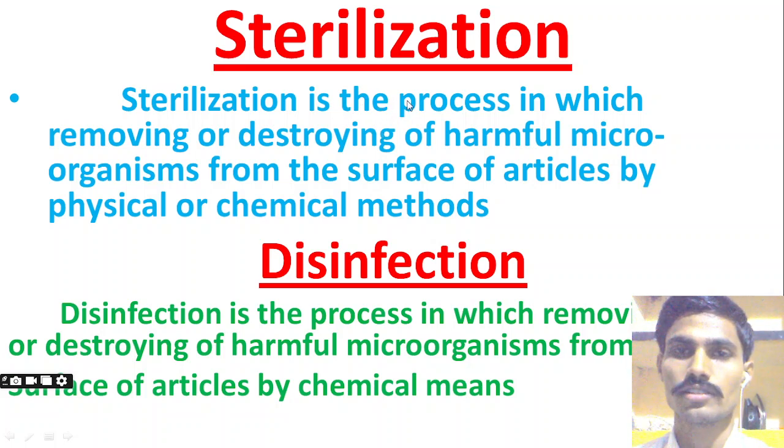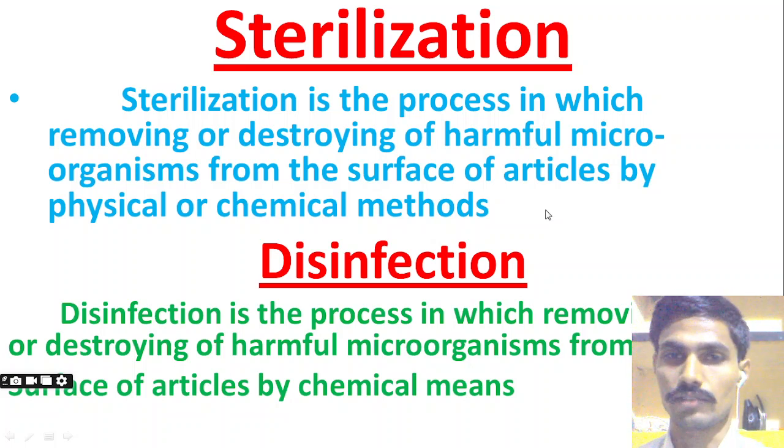Sterilization is the process of removing or destroying harmful organisms or harmful microorganisms from the surface of articles by physical or chemical methods. This is one of the processes. In this process, we remove or destroy the pathogenic microorganisms. From where? From the surface of articles used by humans. By which method do we remove or destroy the microorganisms? By physical or chemical methods.